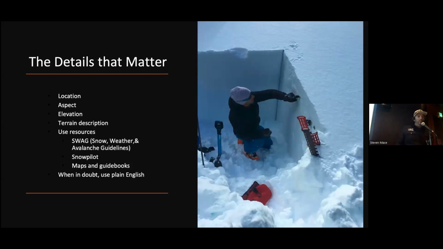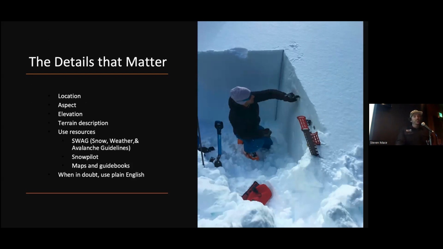And if we wanted to boil even deeper, if you're taking focused obs, these are some of the details that really matter, right? We want the location, the aspect, and the elevation, and a terrain description. Now that location doesn't need to be slope scale specific, as long as it's specific enough to be useful, right? So maybe drainage specific or a general area can also be helpful.